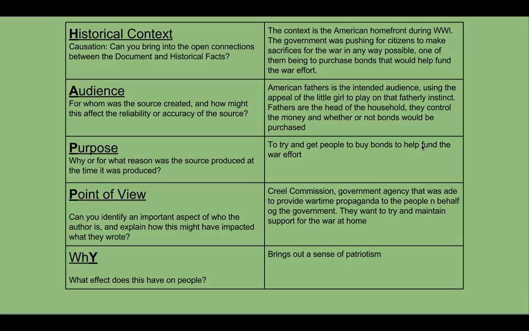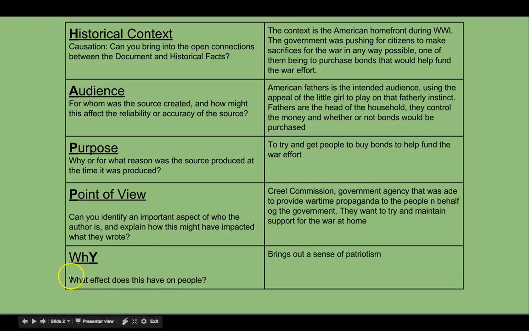And being part of the government, they're obviously working for it. They want people to support it. They want to maintain that support. So they're going to try and use that emotional appeal to get people to go out and purchase bonds to support our troops.